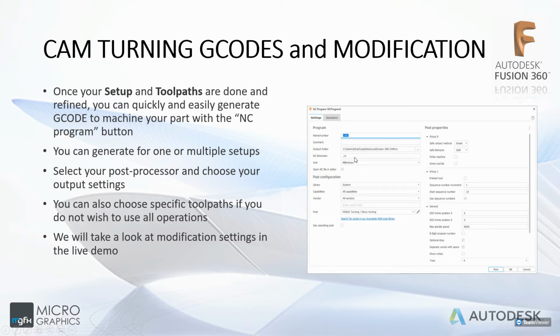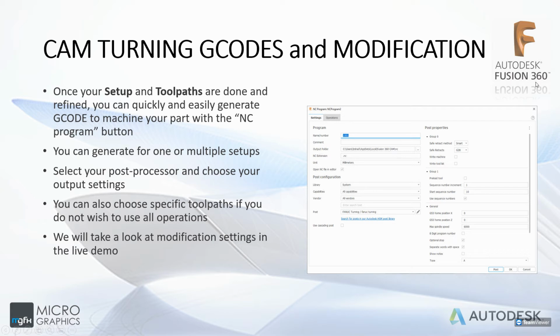You can give it an extension, but again, this will be governed by the type of processor that you choose. So some use .txt, some use .tap, some use .nc. It really depends on the machine. Right? You can also define the output folder, so where you want to save this, so you know where to find it when it's done.